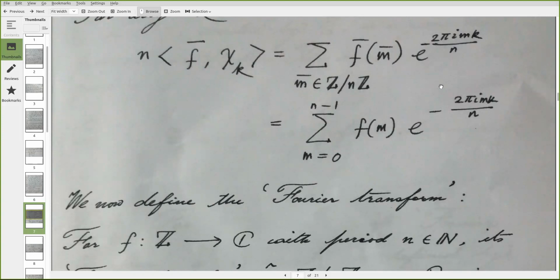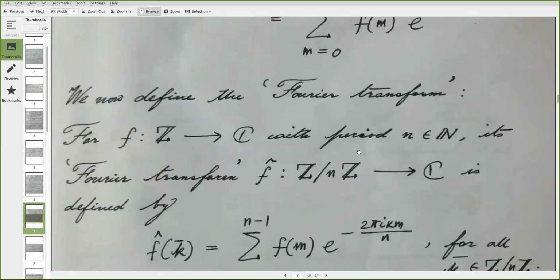Keeping in mind the scenario of writing a periodic function over R in terms of trigonometric functions, it is quite natural to call these things the Fourier transform.